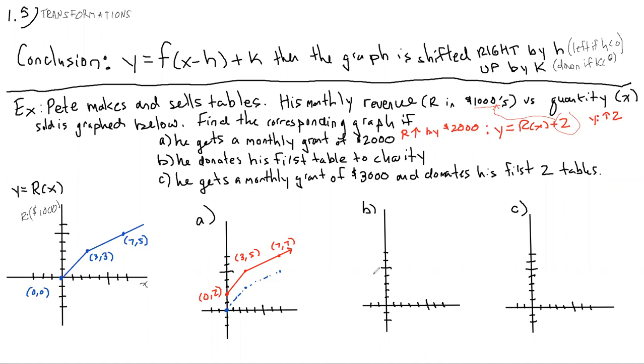Okay, so for B, this one's a little bit more interesting. Here he's going to donate his first table to charity. So I'm going to assume that we're starting from the initial conditions. We're not building off of A. So he's going to donate the first table to charity. This means that the quantity sold specifically is going to go down by 1.